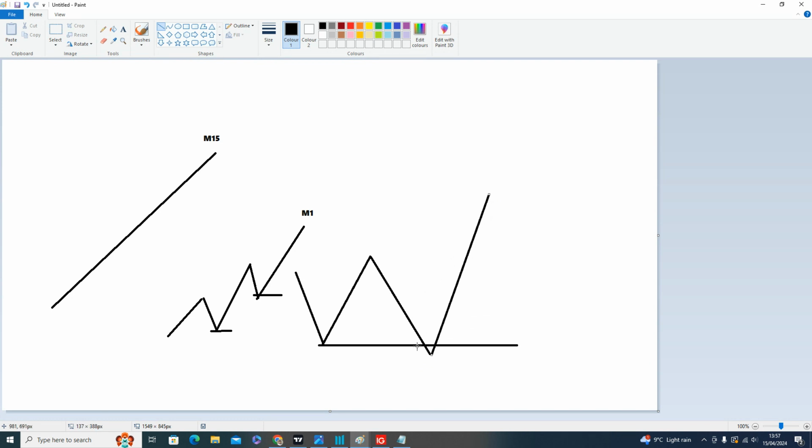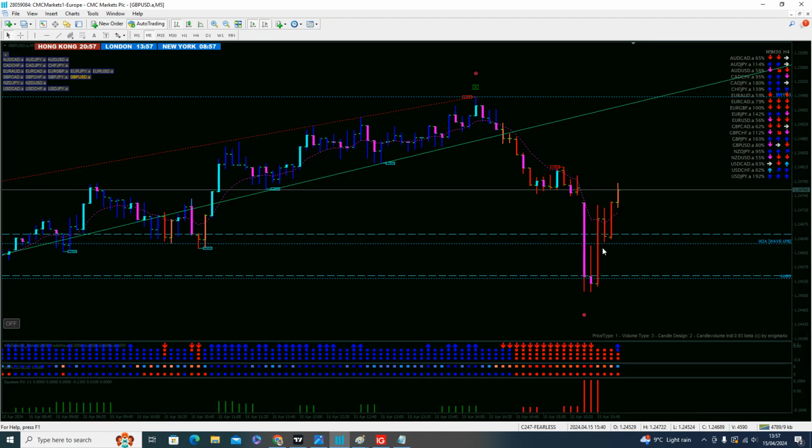It may not even close below here, it may come close to this low, and we start to see a turnaround, and that is what we're looking for. Sometimes you may not catch it. Sometimes the price will not give you the opportunity to capture that. So this is the pound US dollar.